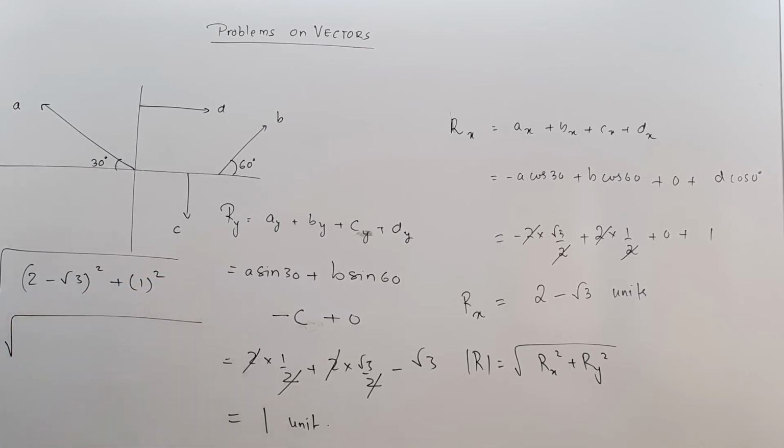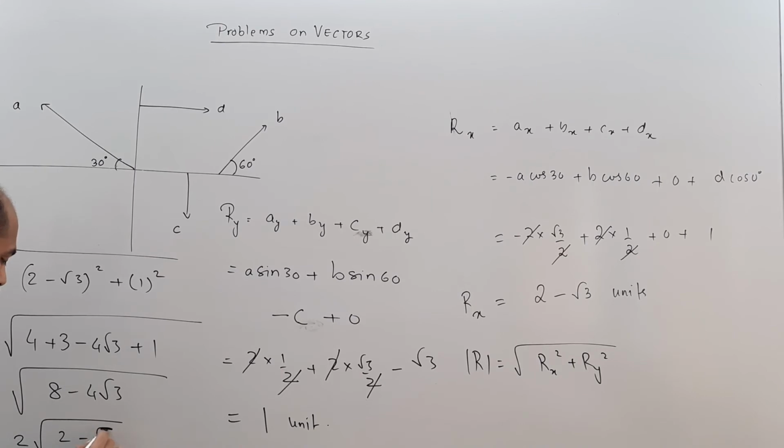When we square this up, we'll get 4 plus 3 minus 4 root 3 plus 1. So ultimately, it comes out as 8 minus 4 root 3. Or if you take the 4 common out, it comes as 2 times 2 minus root 3. This is the final magnitude of this particular vector.